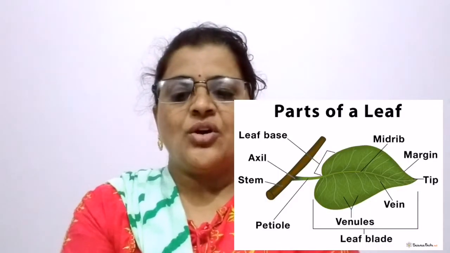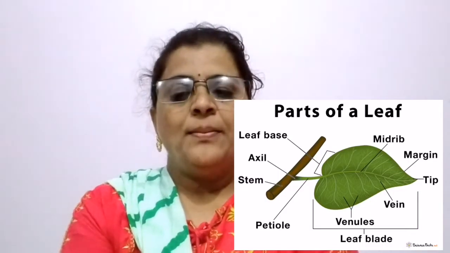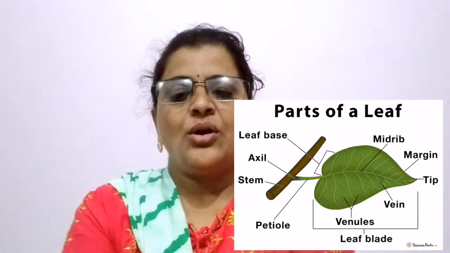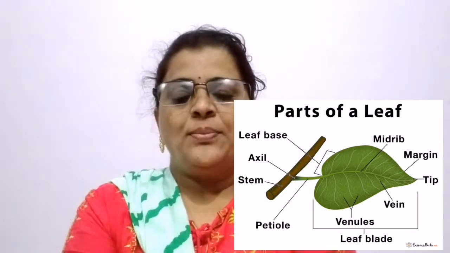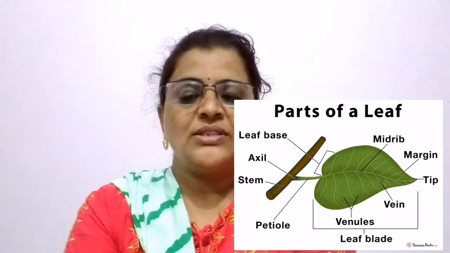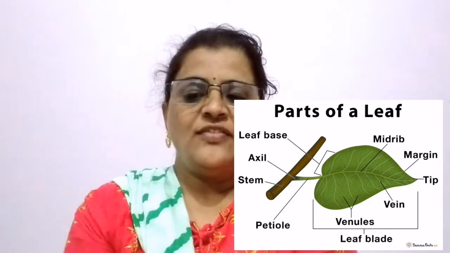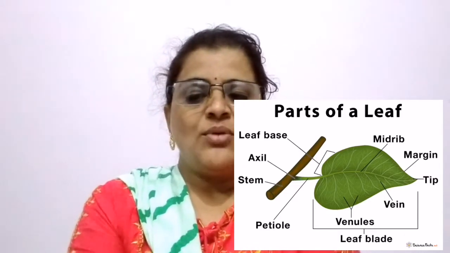The stalk is called petiole. Some plants do not have petiole, and the portion of the leaf attached to the stem is called leaf base. A small leaf-like structure present near the base is called stipule.